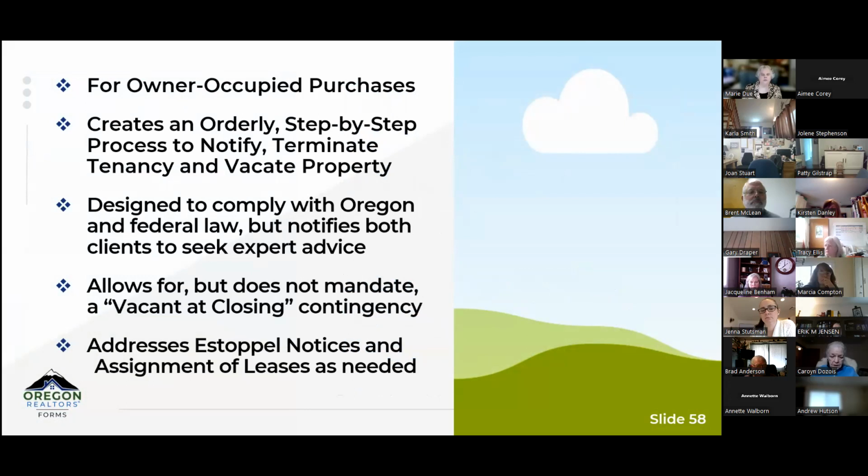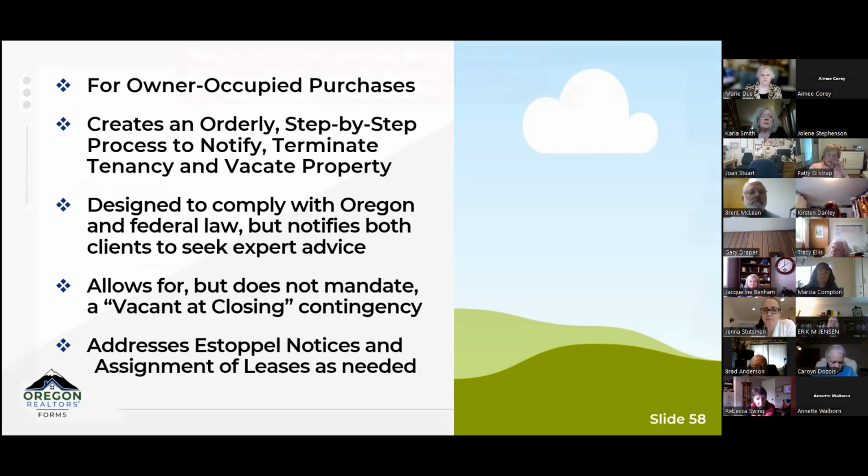Okay, so this form is for owner occupied purchases. So the tenant is in there, and the owner occupant is going to be taking over. It creates an orderly step-by-step process to notify, terminate tenancy, and vacate the property. It's designed to comply with Oregon and federal law, but notifies both clients to seek expert advice, as we always do. And again, we know that the Oregon laws are going to be changing again, so make sure that you're using the latest version of this. It allows for, but does not mandate, a vacant-at-closing contingency, and then it addresses estoppel notices and assignment of leases if needed.